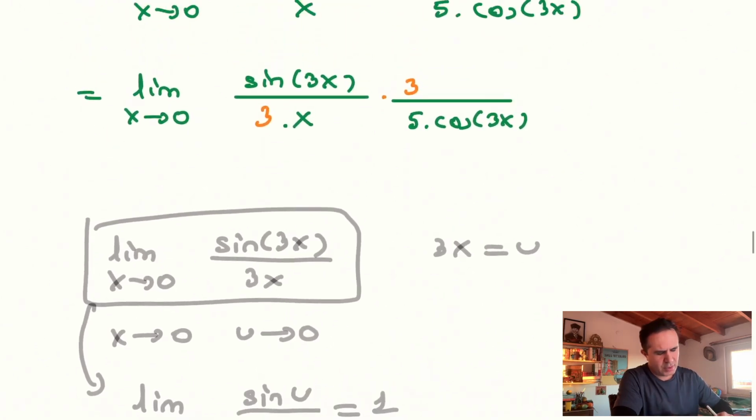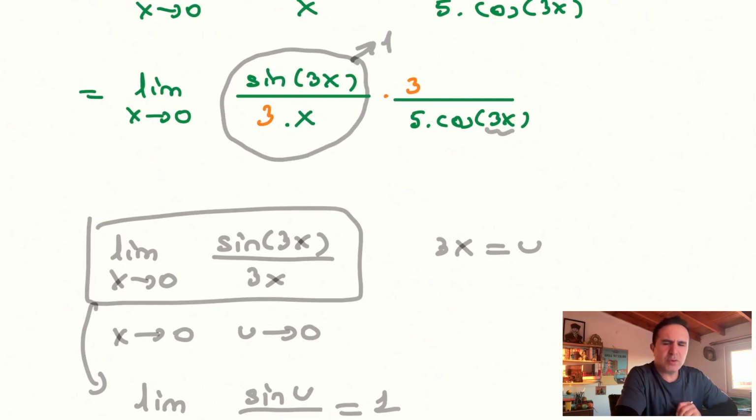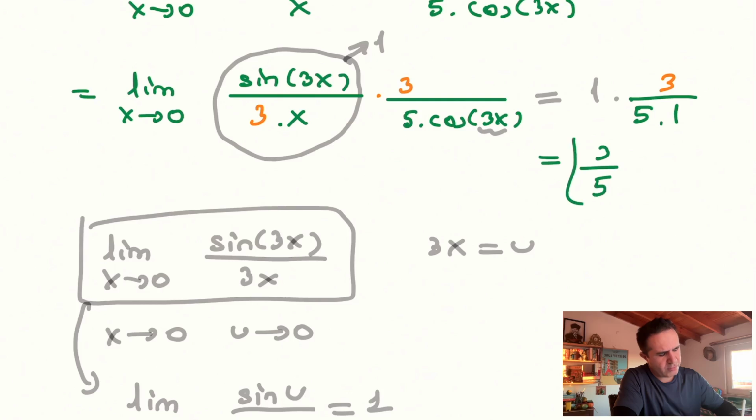So here, for this part, we have limit 1. And for this part, we will have cosine 0. Cosine 0 is equal to 1. So we have the limit 1 times 3 over 5 times 1. And this will be equal to 3 over 5. So our limit is 3 over 5.